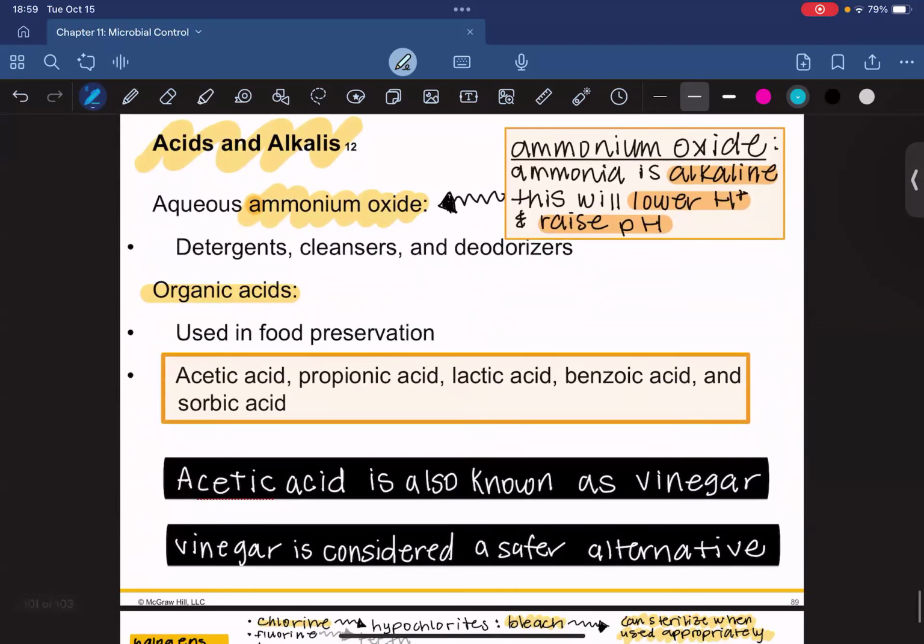Ammonium oxide and ammoniums in general, all these ammoniums, they are basic. They are alkali. Alkali is basic. And then we have the organic acids. These include acetic acid and lactic acid.